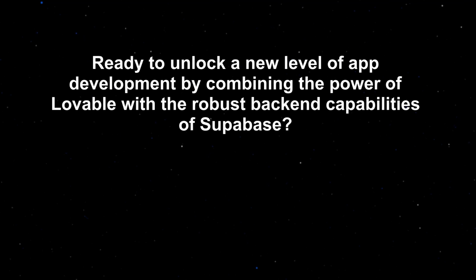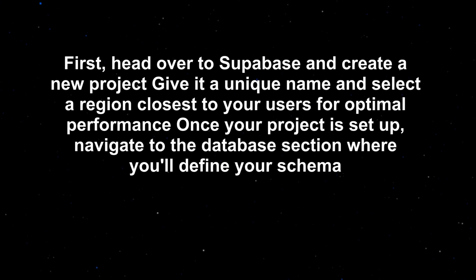Ready to unlock a new level of app development by combining the power of Lovable with the robust backend capabilities of Supabase. First, head over to Supabase and create a new project. Give it a unique name and select a region closest to your users for optimal performance. Once your project is set up, navigate to the database section where you'll define your schema.